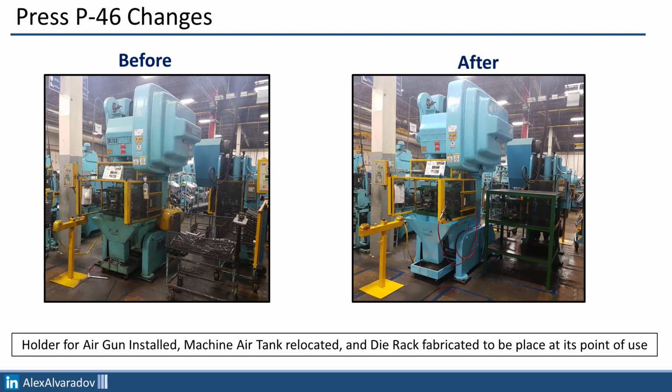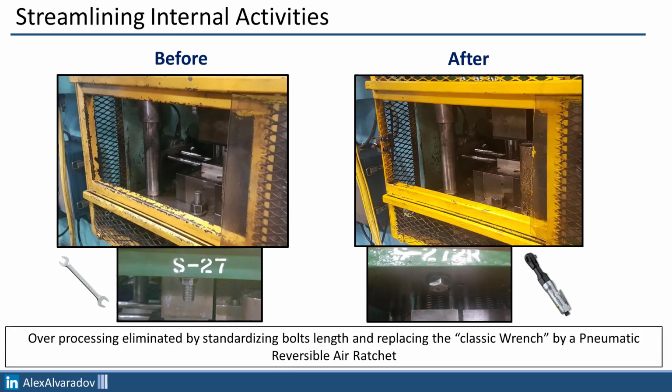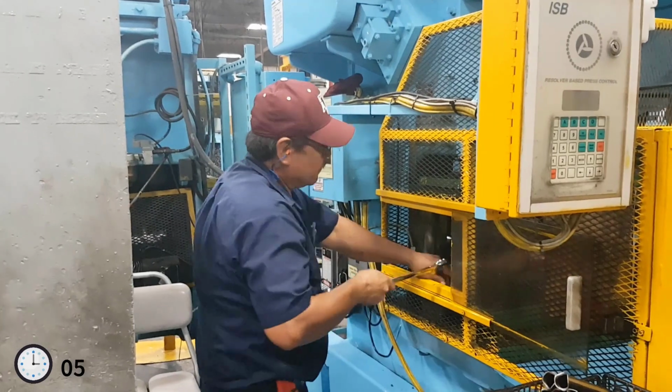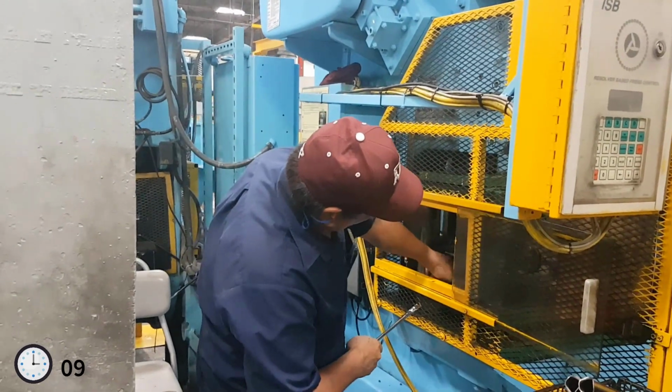In the before situation, there wasn't any holster for the air gun and no space to install a rack for dice. The maintenance guys relocated the tank to the rear part of the press to free up some space, and then they placed a rack for dice just outside the machine to avoid excessive walking. In the before situation, they were using a combination wrench to remove the bolts from this press.